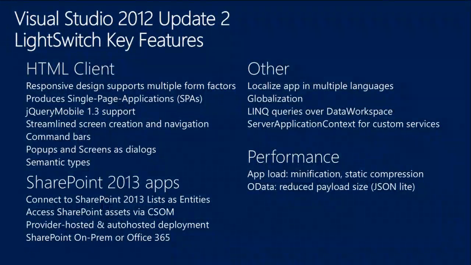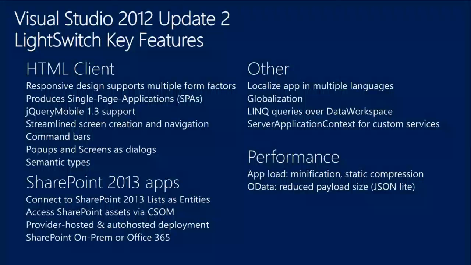So then, in terms of SharePoint 2013 app features, what you've always been able to do is, with LightSwitch, connect to SharePoint lists and use those as data sources in your application. What's new now is that we impersonate your identity. So when you as a user connect to the list, all of the operations that you actually do as the user are done under your user identity, not under a system account. We support the provider-hosted and auto-hosted deployment models, and we also support both SharePoint 2013 on-premise, and Office 365.